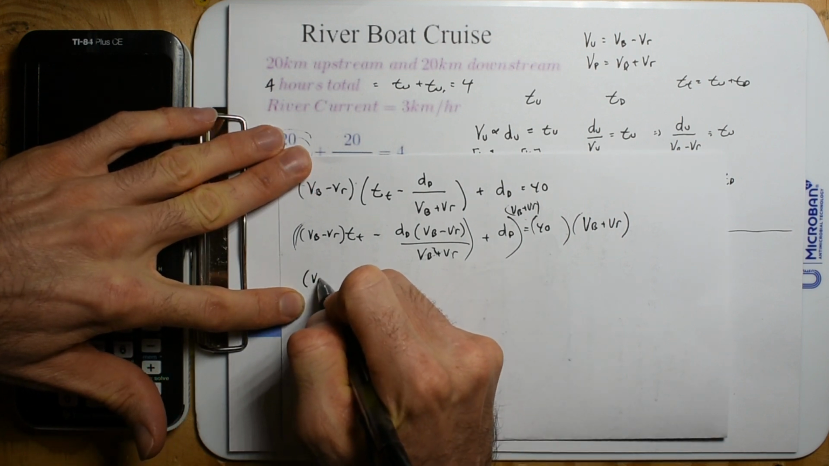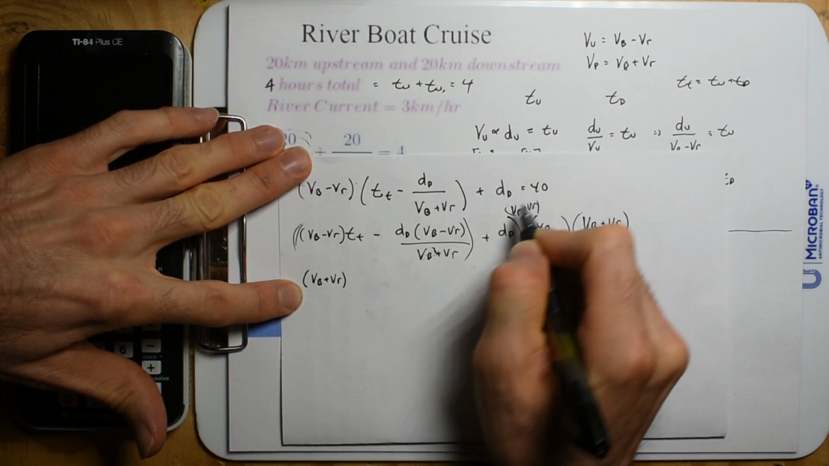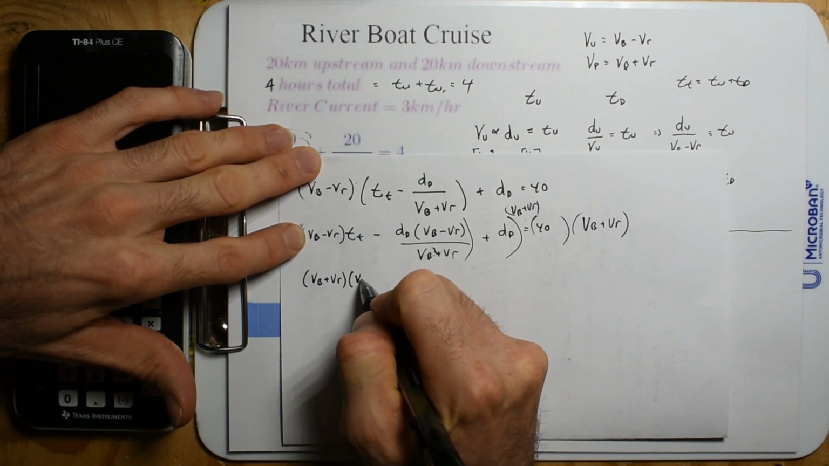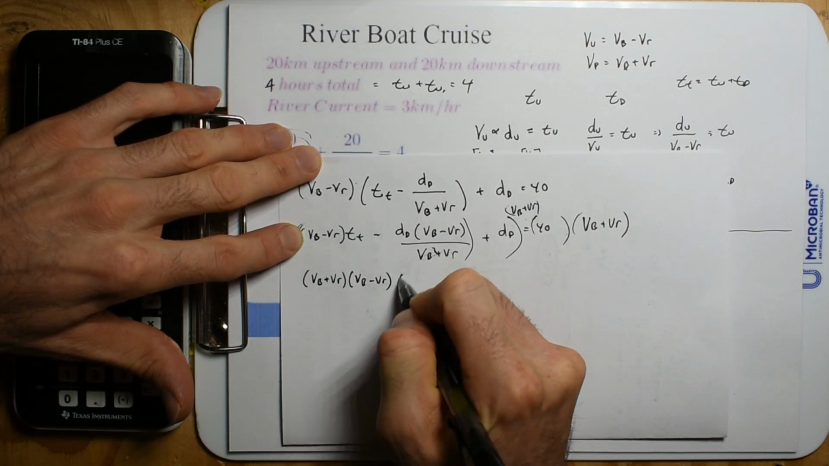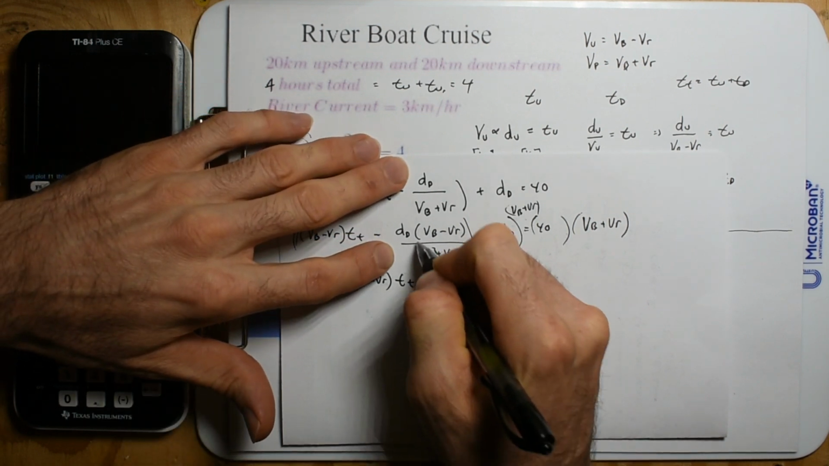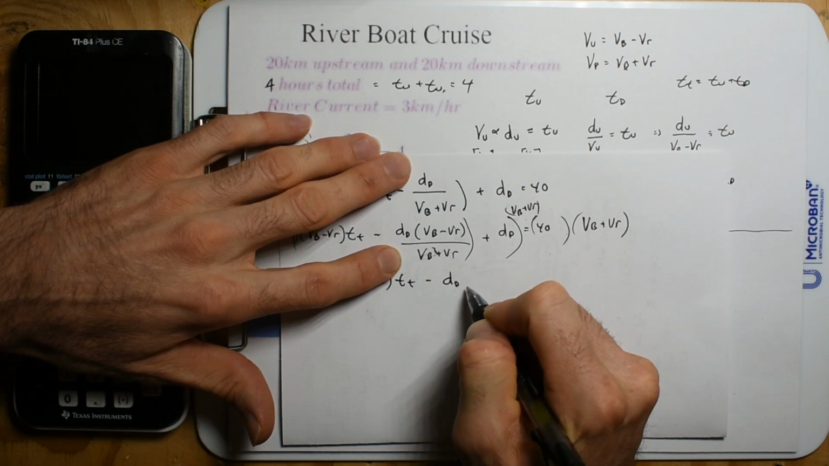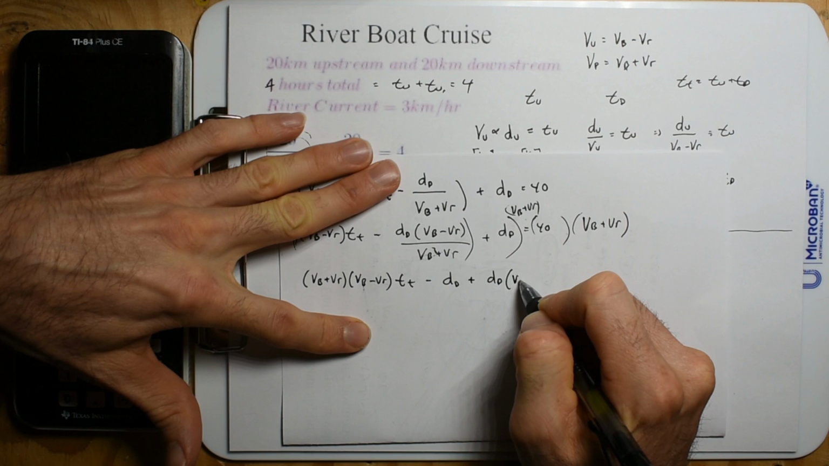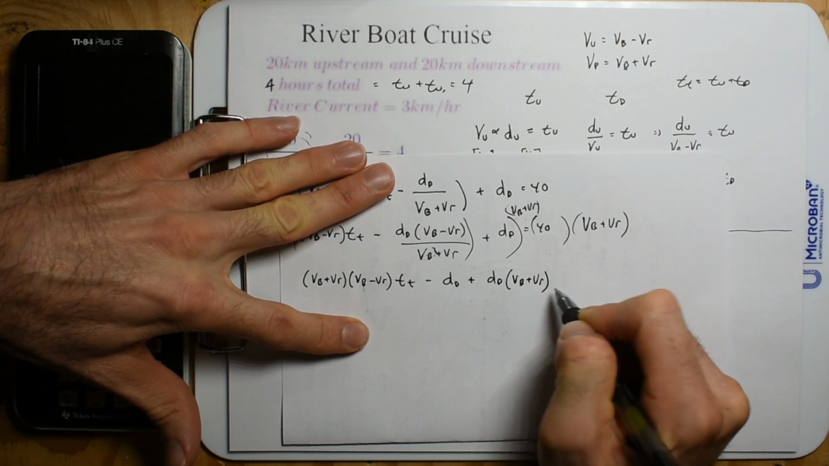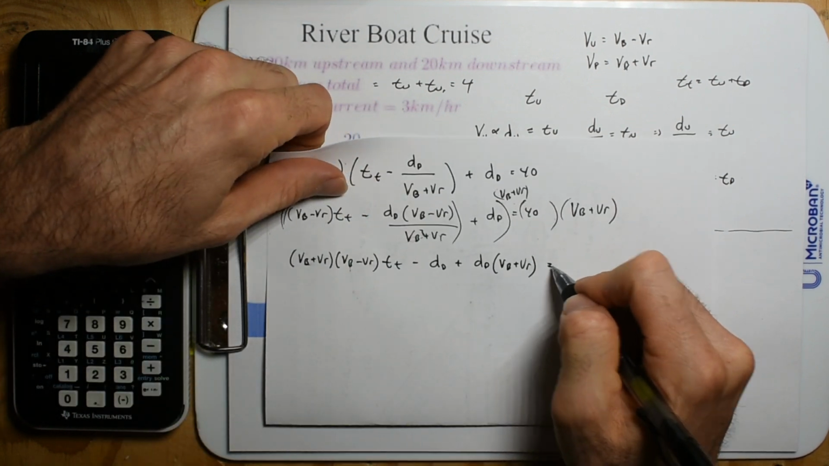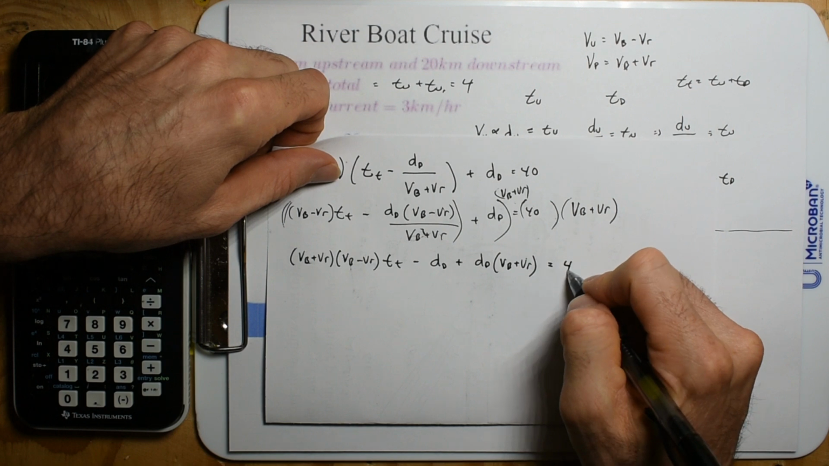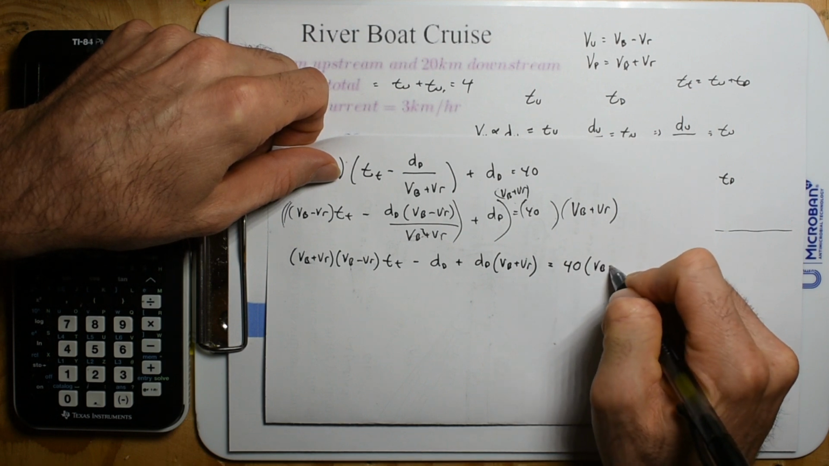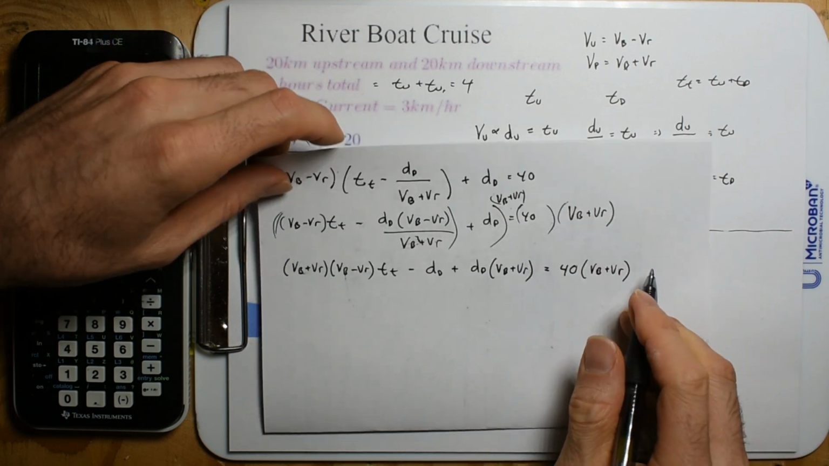So let's do this. We have the velocity of the boat plus the velocity of the river. That's what we're multiplying to this. And then this one just becomes distance downstream. Then this is distance downstream times the velocity of the boat plus the velocity of the river. And then we have equals 40 times the velocity of the boat plus the velocity of the river.